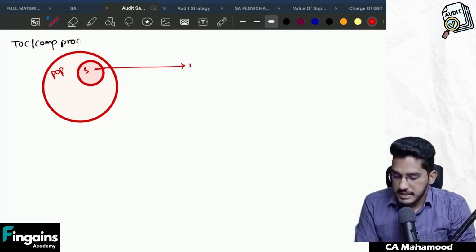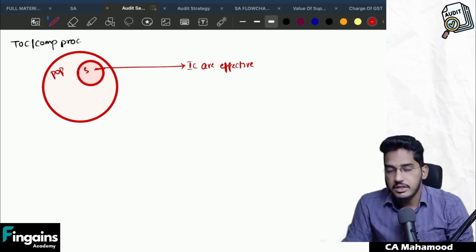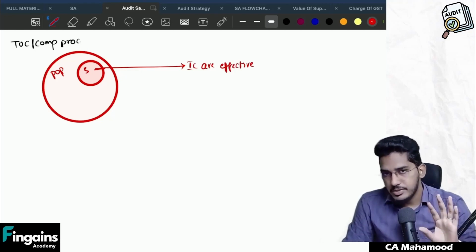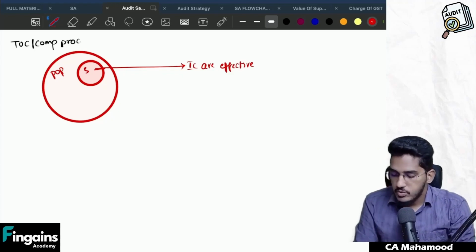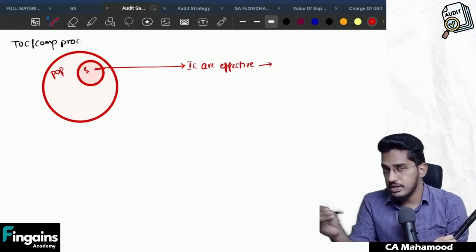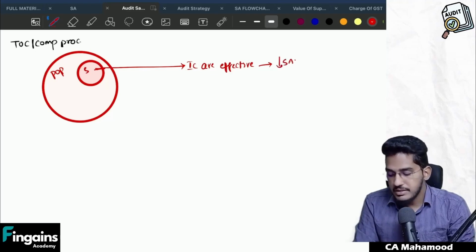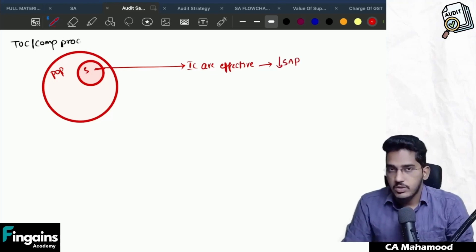So on the basis of my sample, I have concluded that internal controls are effective. Internal controls are working perfectly fine. I did not find any deviation, any lapses in the internal controls in my sample. So what decision will I take? I have told you that depending on the results of compliance procedures, we are going to plan the nature, timing and extent of substantive audit procedures. Since I came to know internal controls are very effective, I have planned to perform less substantive audit procedures.